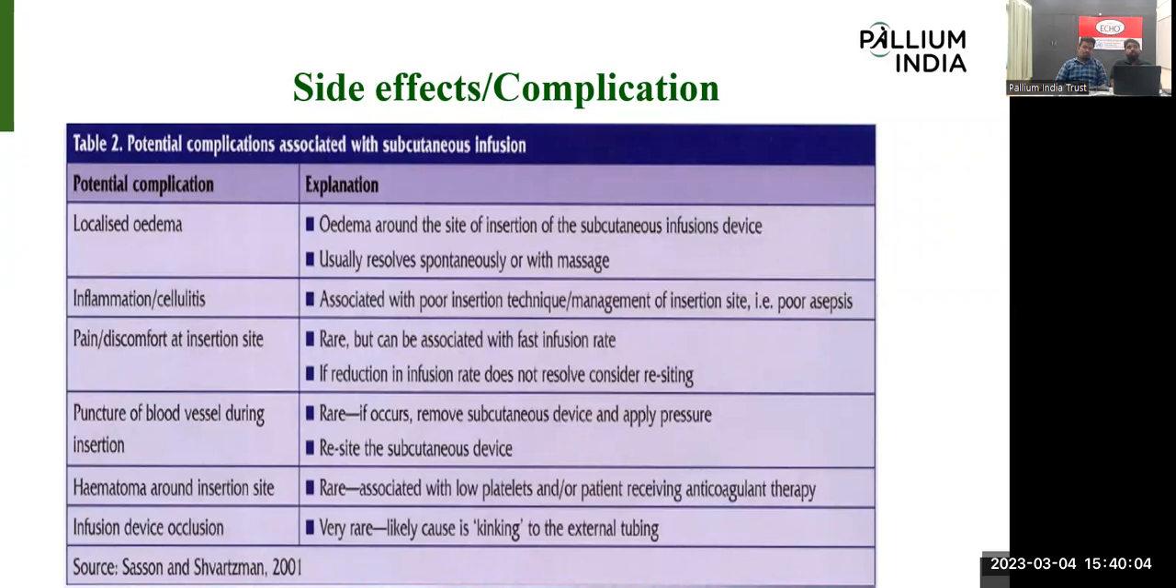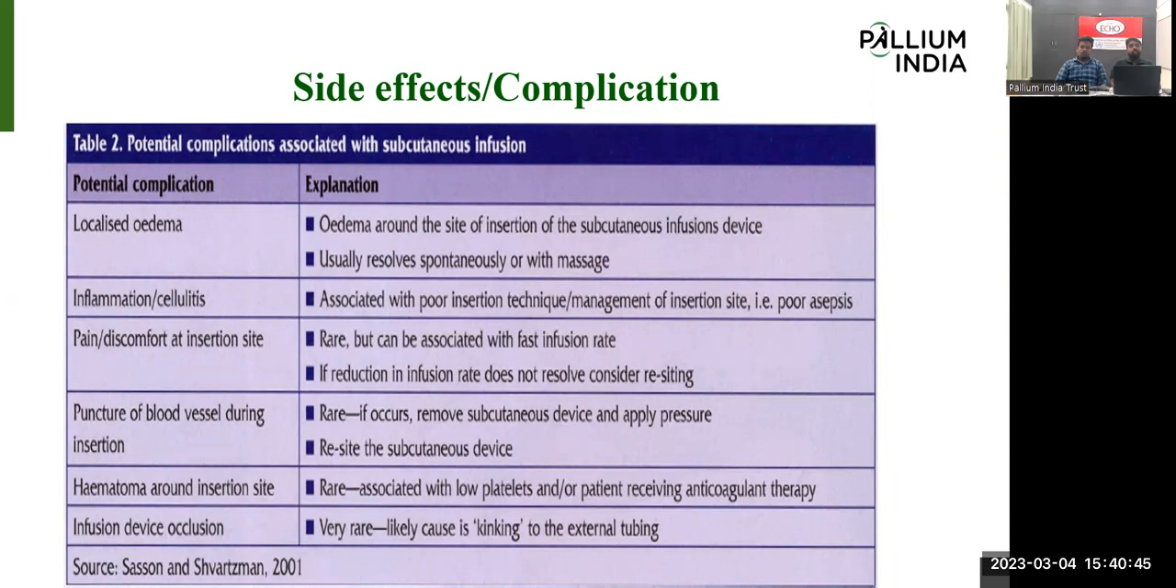Then cellulitis or inflammation. Already I told, after selecting the area we need to clean it using an antiseptic solution or soap swab in a circular manner. After cleaning, never touch the cleaned area again with our fingers. That sterile technique we need to continue during the insertion period. If poor aseptic technique is practiced, it will cause inflammation and cellulitis for the patient in that area. So we need to be careful while doing the procedure.